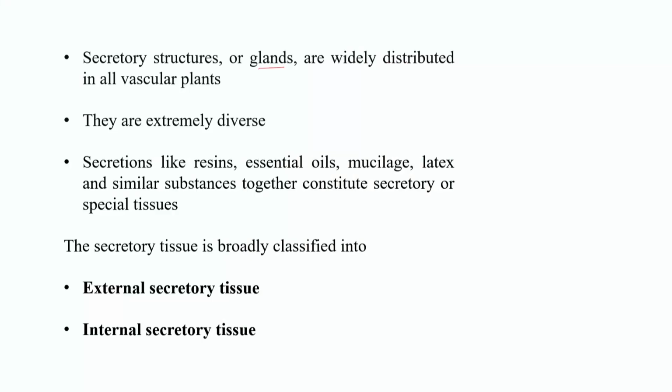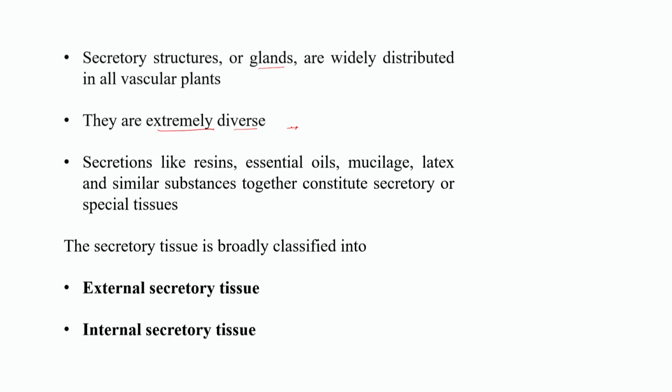Most of the vascular plants will have some sort of secretory structures, either a very elaborate type of secretory structure made up of multicellular cells, or even a single cell could serve a secretory role. Now, they are extremely diverse. Diverse means they are of different types. They could be located anywhere in the plant. They could be located on the outer layer. They will be located in the internal tissues. Then they will be composed of one cell or numerous cells, as we have discussed.